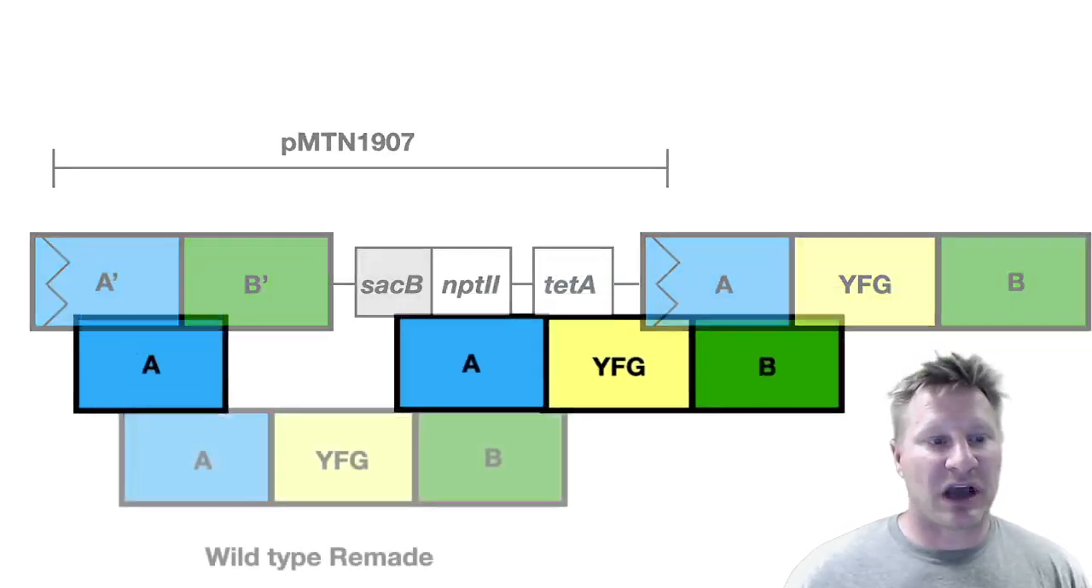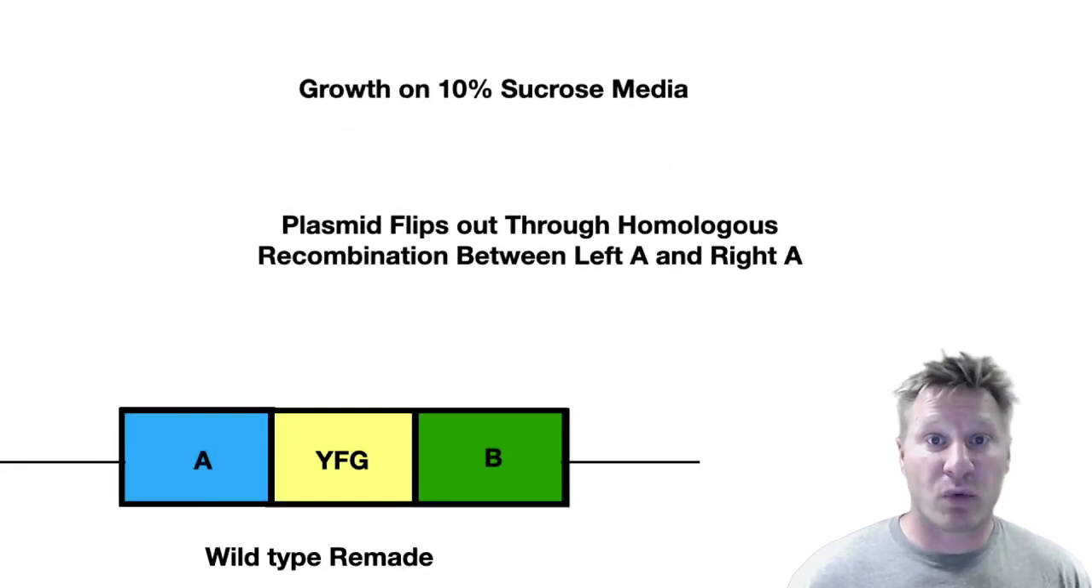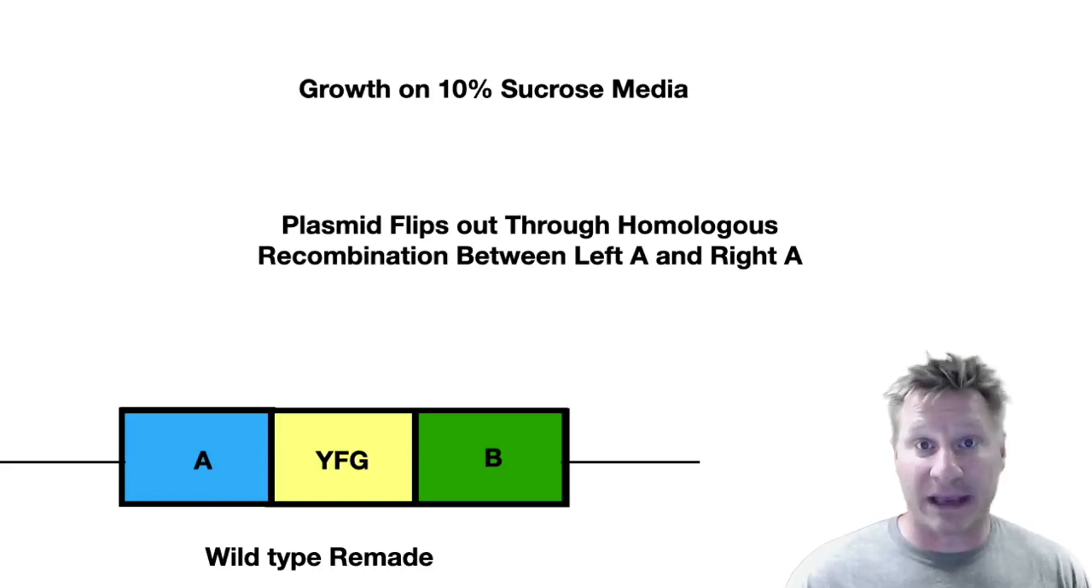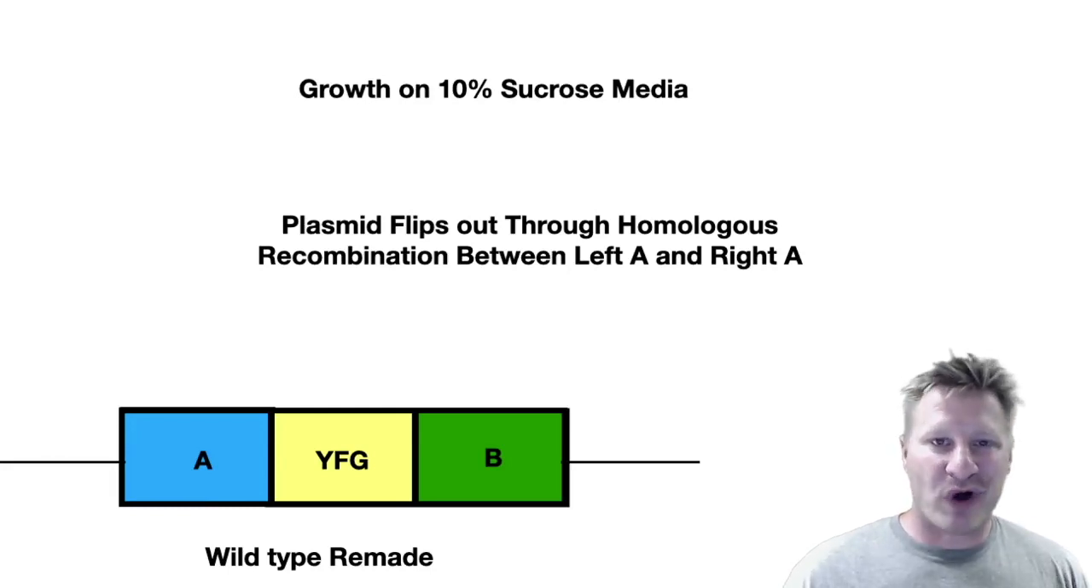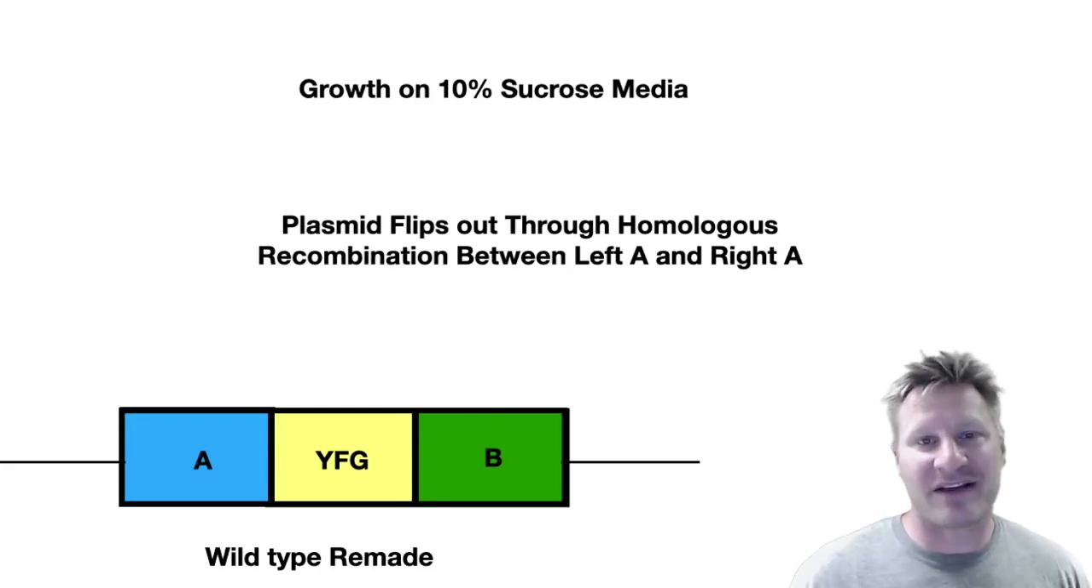All right, so what does this recombination event look like? Well, if it recombines one way, it'll basically recombine sequences so that the wild type chromosomal sequence is remade. And this is basically the plasmid flipping out through homologous recombination through the left A and the right A. We don't want these. This is remaking the wild type strain, so we want to avoid this, but it happens a lot, and you just kind of have to screen through and find the one of interest.